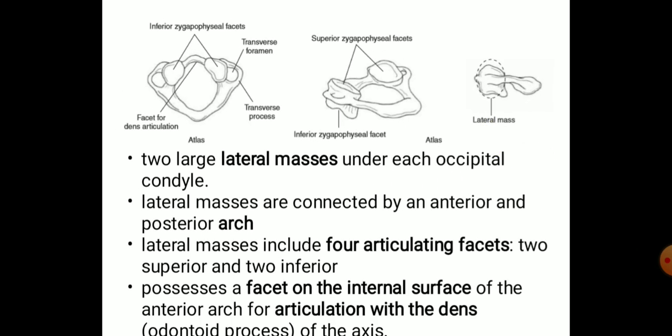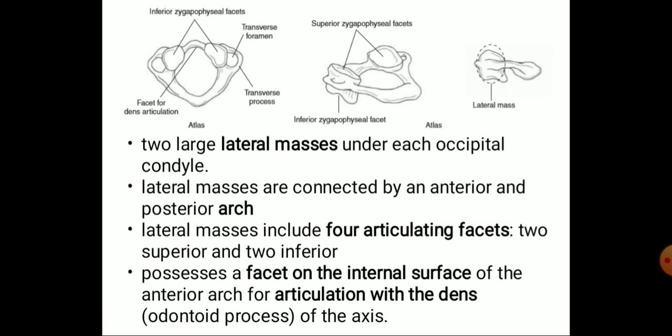So what are the properties of atlas? It has two large masses under each occipital condyle. It actually does not have a body-like structure, but what it has is two lateral masses. They are mainly to hold the occipital condyles in position and to transmit the weight from the head to the vertebrae.